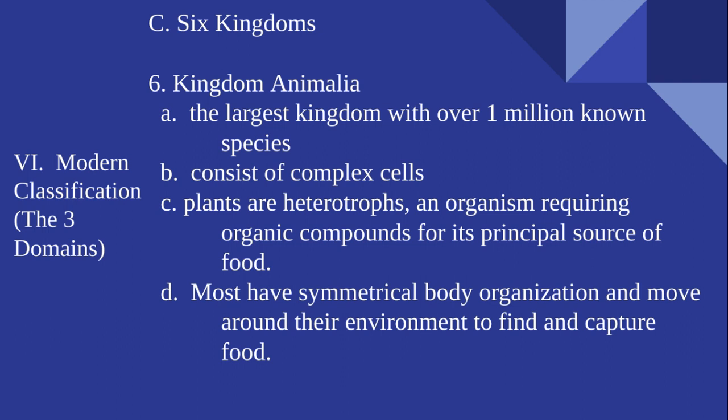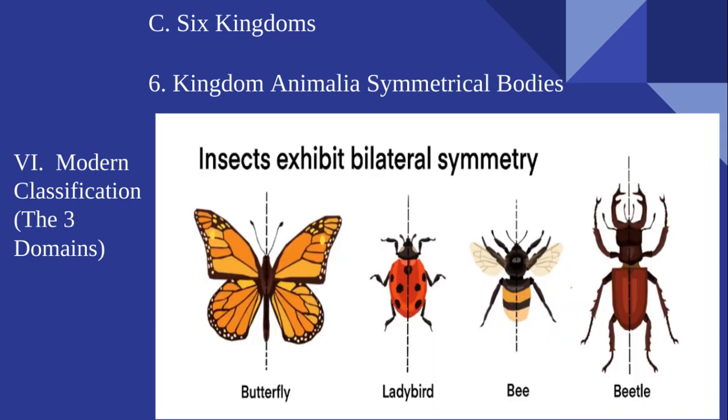One of the unique characteristics about Animalia is what's called symmetrical body organization. It's really difficult for me to explain, and I think the picture does a way better job than words. If you were to take a scalpel and cut each of these dashed lines that you see here on a butterfly, a ladybird, a bee, and a beetle, each half would be exactly the same.